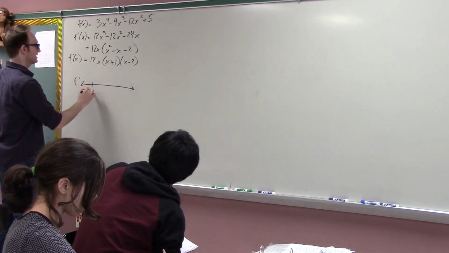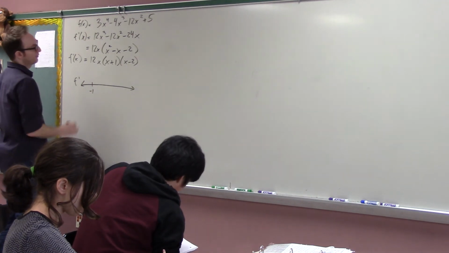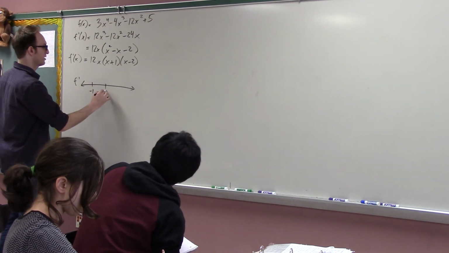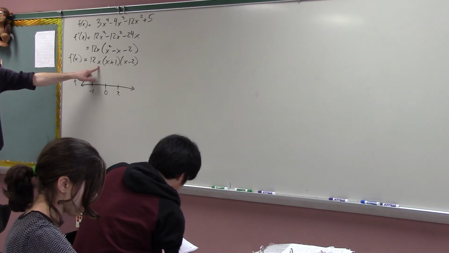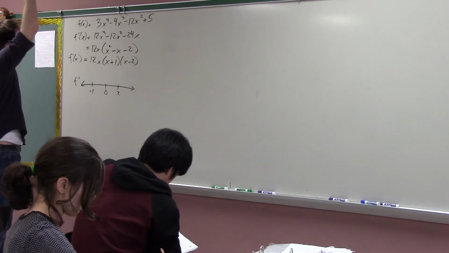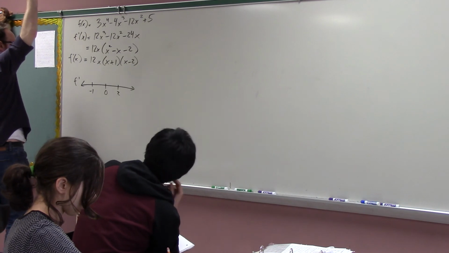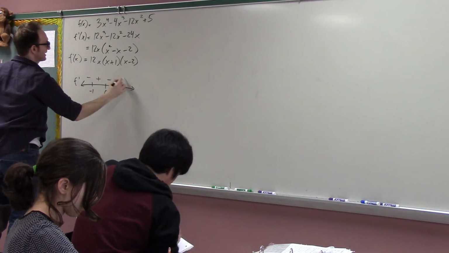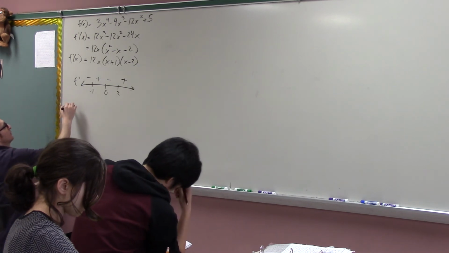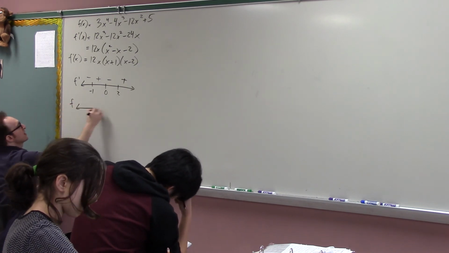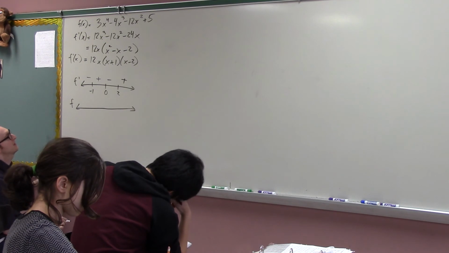Yeah. So it changes sign at -1, and at 0, and at 2, and you guys remember all this, right? This is a cubic with a positive leading coefficient, so the end behavior is negative, positive, negative, positive. Okay. Thus, I conclude information about the function from information about the derivative.